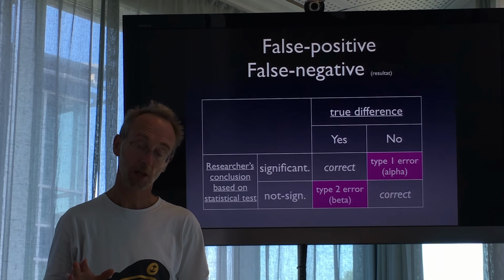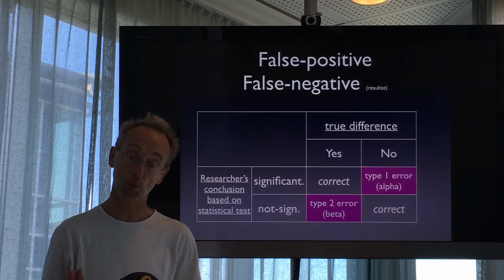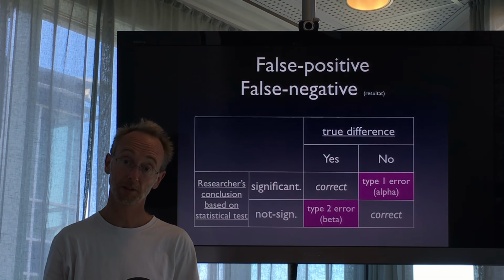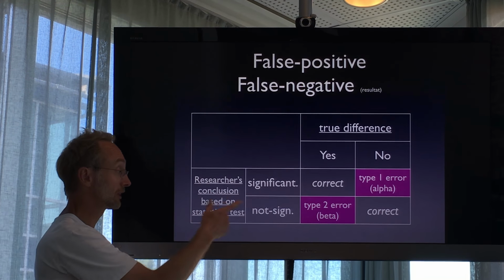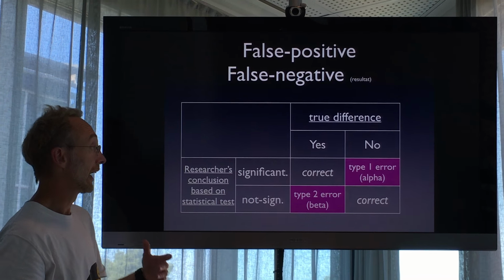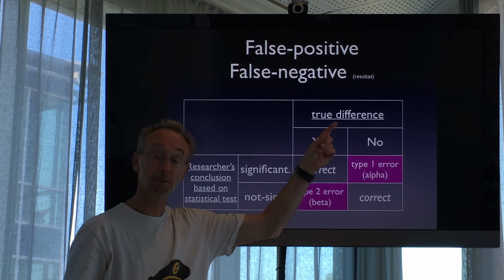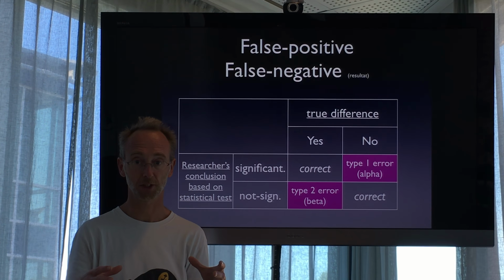In this video, I will talk about false positives and false negatives. I'll talk about type 1 errors and type 2 errors. If you've seen the previous videos, you're getting used to different kinds of tables. Here we're looking at the difference between patients' results, you could say.